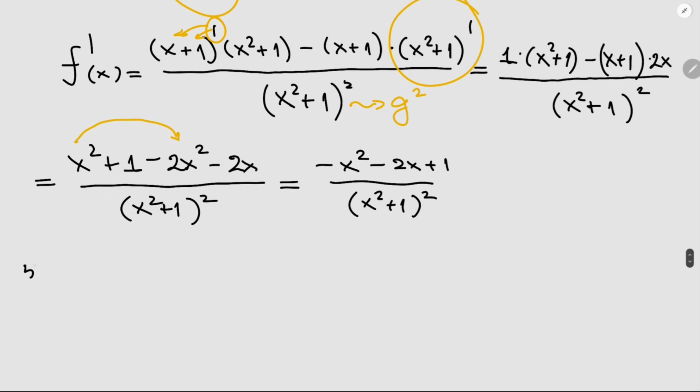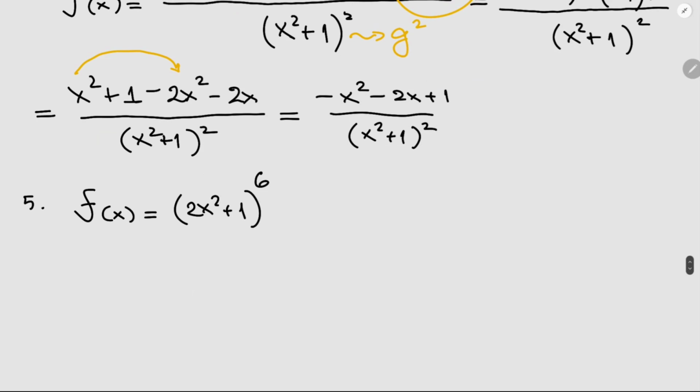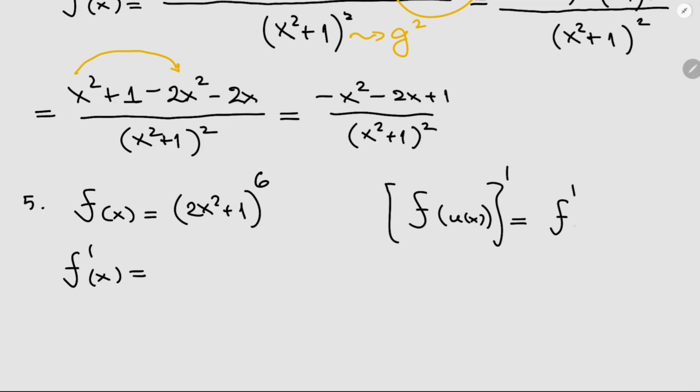And now for the last example, I want to do one using the chain rule. So say f of x is equal to, I don't know, 2x squared plus 1, but everything is to the 6th power. So say it is something like this. f prime of x is equal to, and we have to notice, I will rewrite the formula over here. We have a composition of functions, and when everything is derived, we get f prime of u of x, and we also have to multiply it by the derivative of u of x.